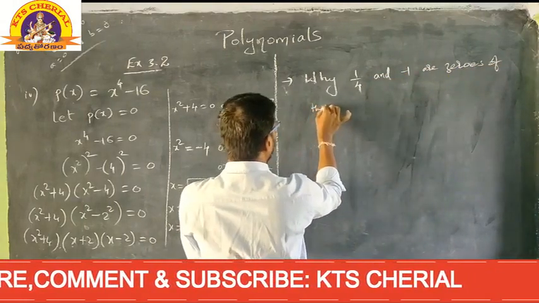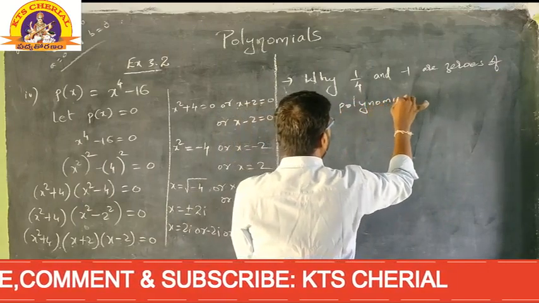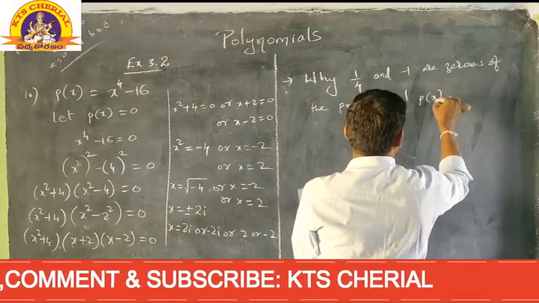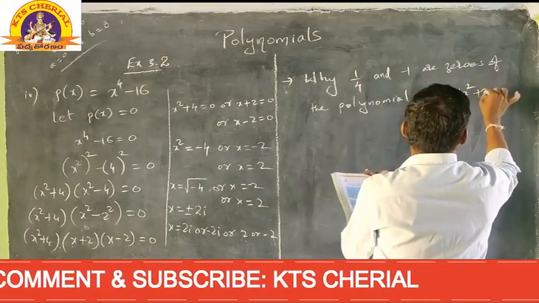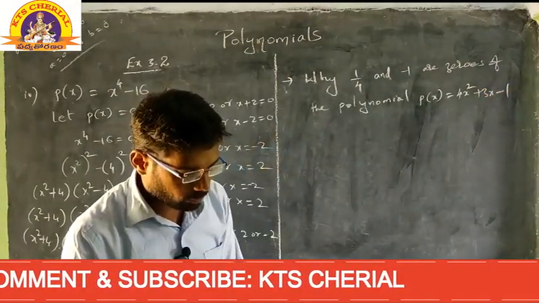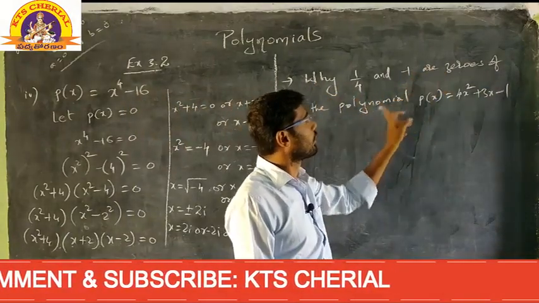Zeros of the polynomial p of x equals to 4x square plus 3x minus 1. Here he has given one problem. Why are you calling 1 by 4 and minus 1 zeros of this polynomial?